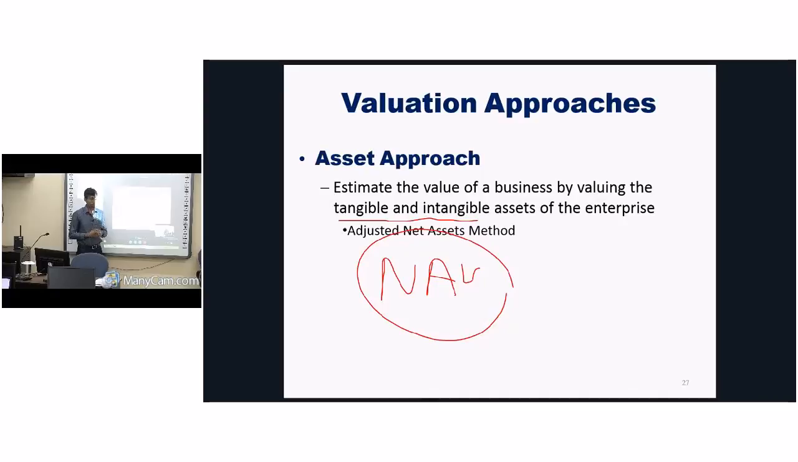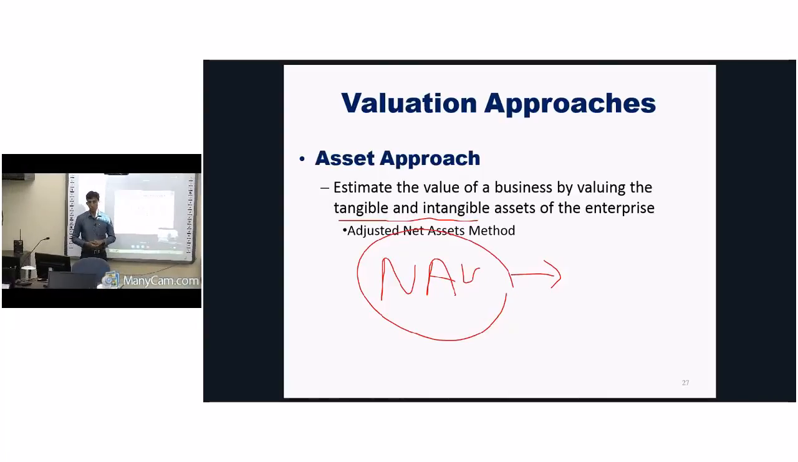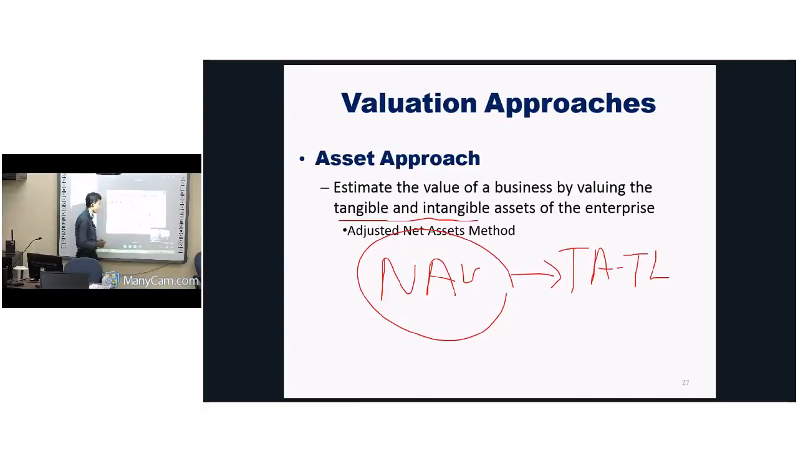In other words, this is the owner's contribution or shareholders' funds. In a company, it's all the shares issued plus the value of the reserves. So, net asset value basically means the total assets minus the total liabilities. That's basically the asset approach.